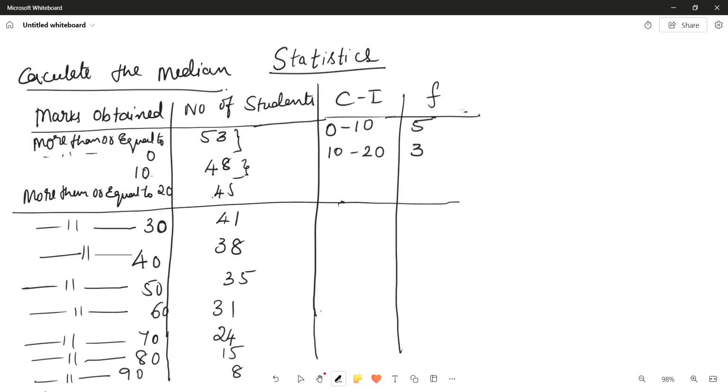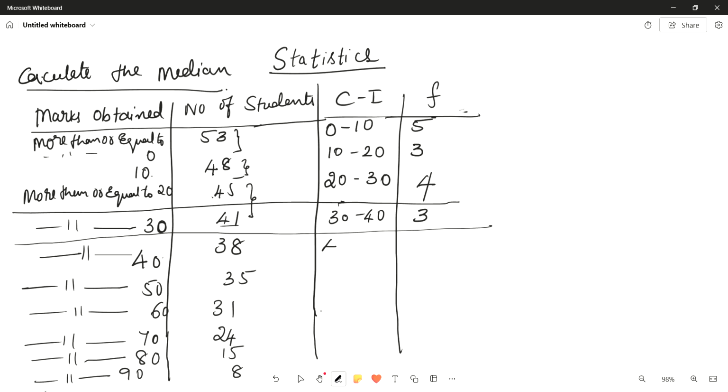Okay. More than 20, 45. More than 30, it is 41. So 20 to 30, it is 45 minus 41. It is 4. Next, more than 30, 41, more than 40, 38. Clearly the difference from 30 to 40 is 3. Then this is done, right? Now 40 to 50. The difference is what? 3.